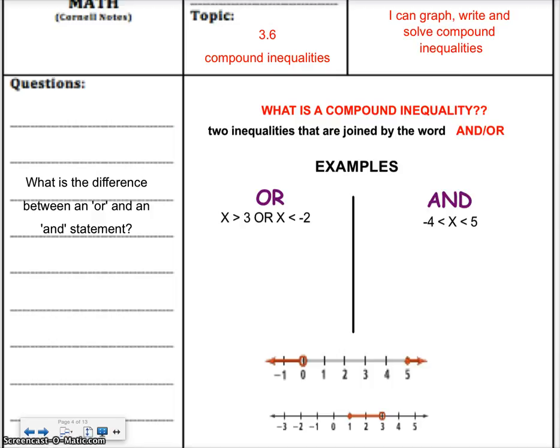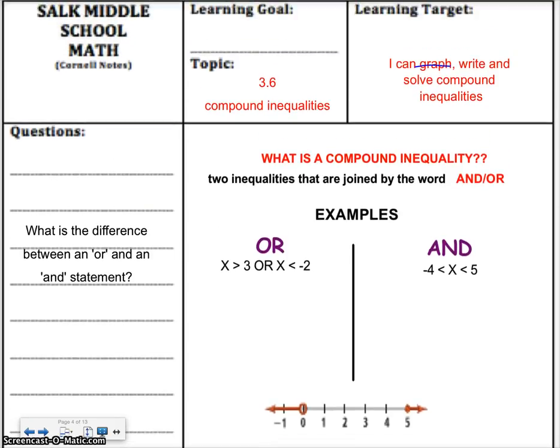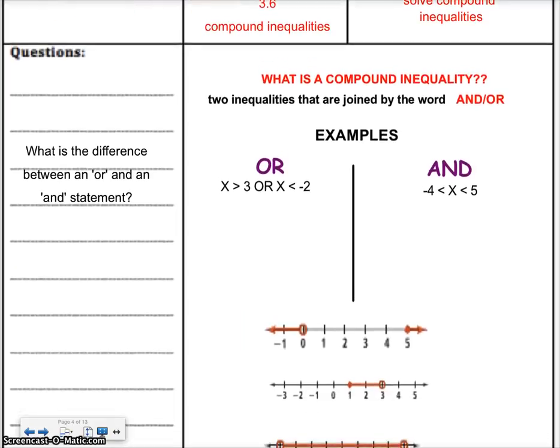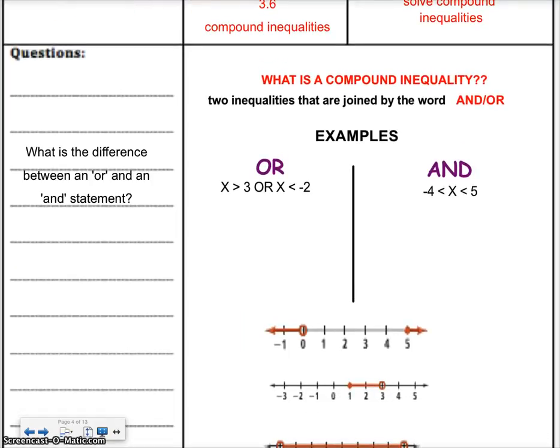It's a nice introduction. You're going to see that if you can graph on a number line, you can graph a compound. There's only differences in an and statement. So you're graphing and you're writing today. So a compound inequality is really two inequalities. Notice, two inequalities that are joined together by the word and, or, and or. So compound means more than one.